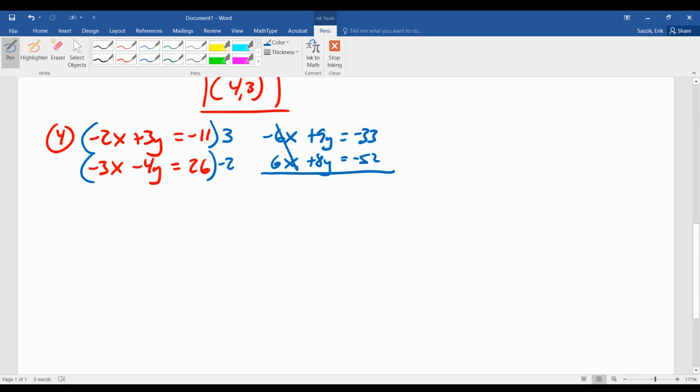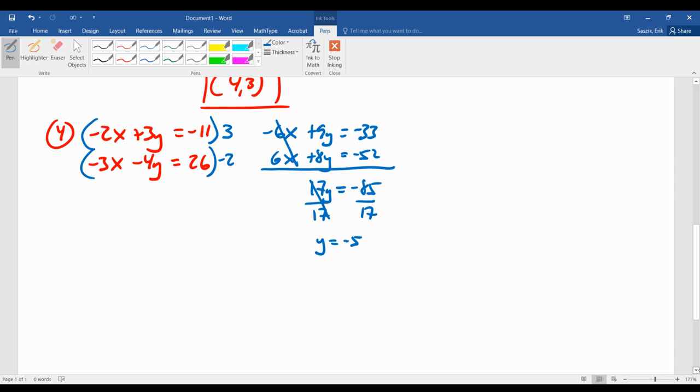See, in the first 2 or 3 problems, we got rid of the y's first. Now we got rid of the x's. That's okay, doesn't matter. Add this together, you get 17y, and this would be negative 85. Divide by 17, and you get y equals negative 5. Now again, like before, we're not done yet. We have to plug in.